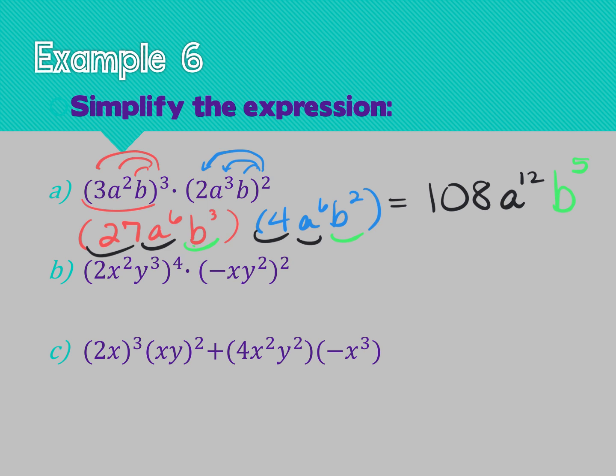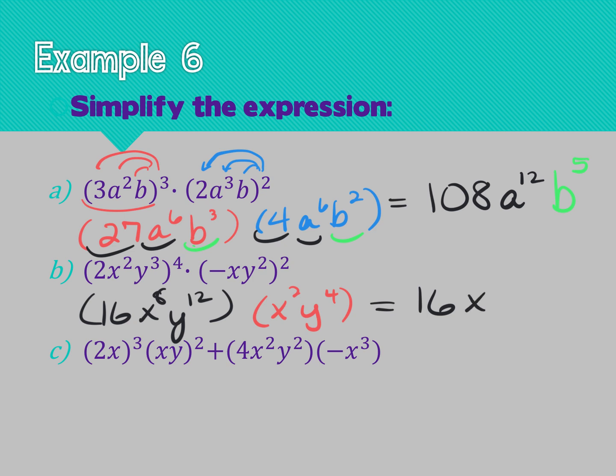Same thing on the next one. Take care of each term first and then go back and multiply. So that exponent of 4 goes to the 2, to the x, and to the y. So 2 to the 4th is 16. X squared raised to the 4th, multiply it, get an 8. And then y to the 12th. That's the first term. Second one, it's an even exponent, so this is going to become positive. So x squared, y to the 4th. And now I can multiply the two terms. 16, remember you add the powers now. X to the 10th and y to the 16th.